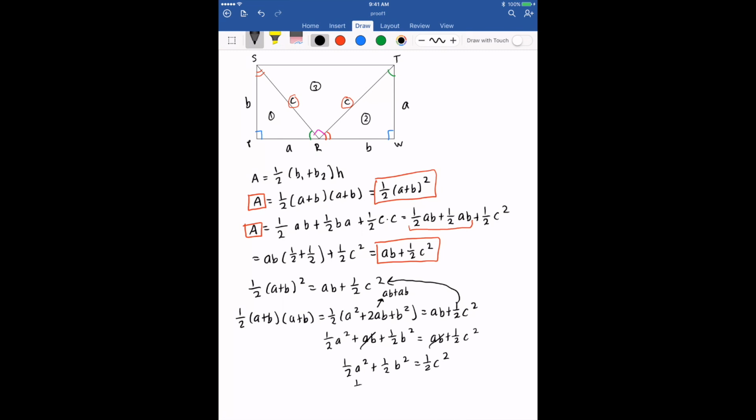I can divide everything by 1/2 on both sides of the equation. So I went ahead and pulled a 1/2 out of a squared and b squared to show you that it's common between them. And if I divide both sides by 1/2, or multiply by 2, whichever way you want to phrase it, then we get a squared plus b squared is equal to c squared, which is the statement of the Pythagorean theorem.